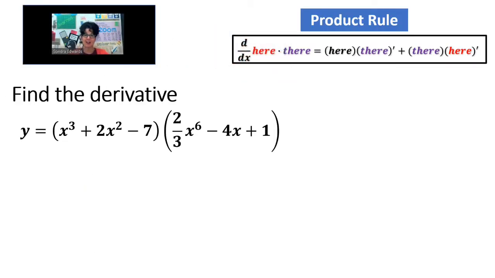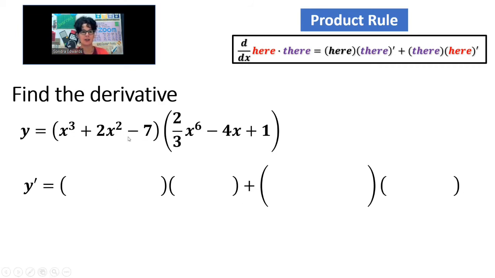Here's another one. We have two things multiplied together and they both have x's in them, so I'm going to use the product rule. You could multiply this all out by taking x cubed times each one of those, 2x squared times each one of those, negative 7 times each one of those to get the look of a number x to a power and use the power rule. But I'm going to go with the product rule. Just setting that up here, we're going to have this first one multiplied by the derivative of the second one plus the second one times the derivative of the first one.